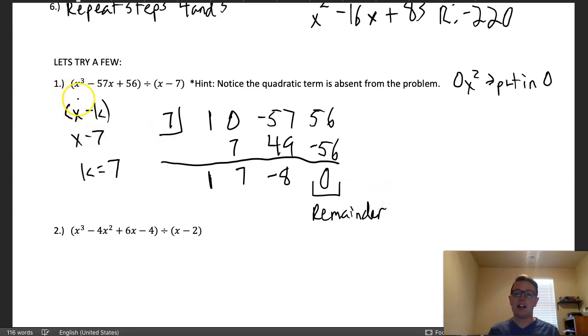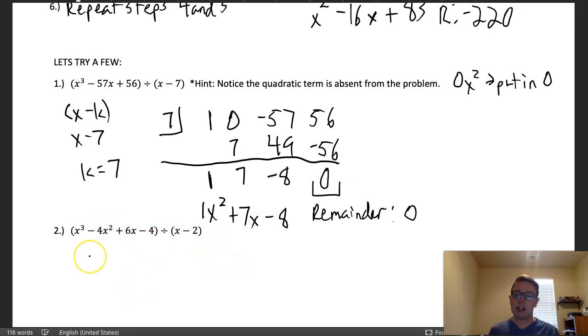And then we take our degree of x and we bump it down 1. So our answer here is going to be 1x squared, because we bumped this down from x cubed, plus 7x minus 8. Or if you want to think about it the other way, we start with negative 8 being our constant, and we go up 1 power of x. So we have negative 8, we have 7x, and we have 1x squared with a remainder of 0.